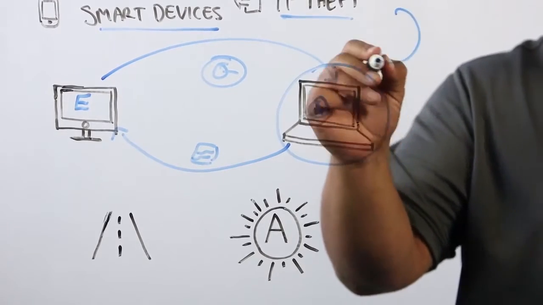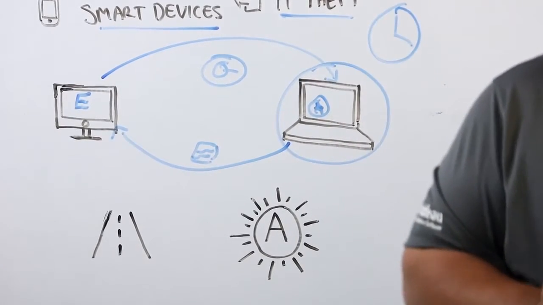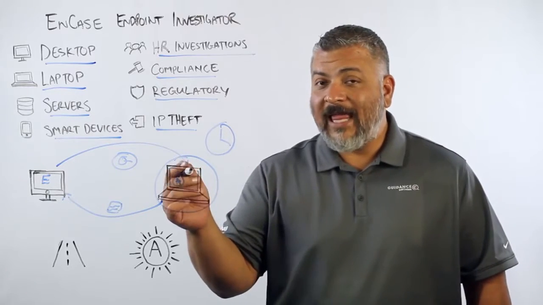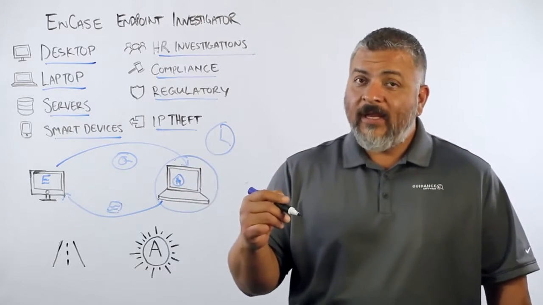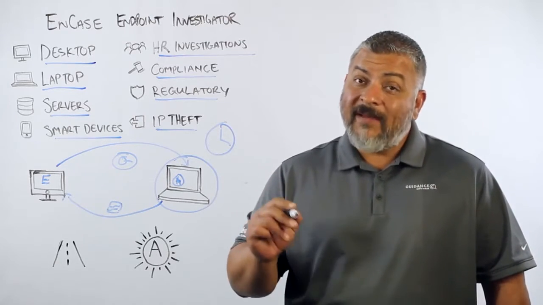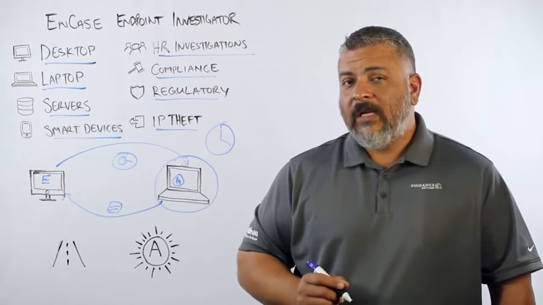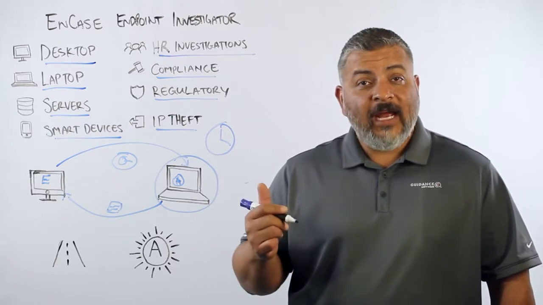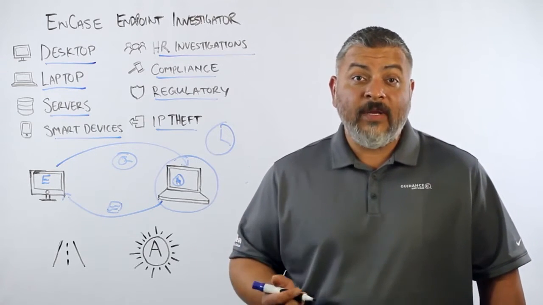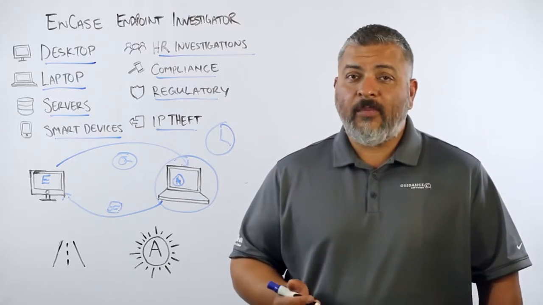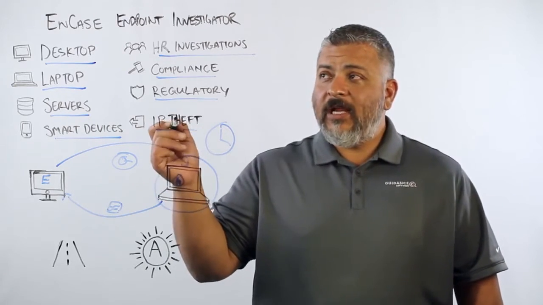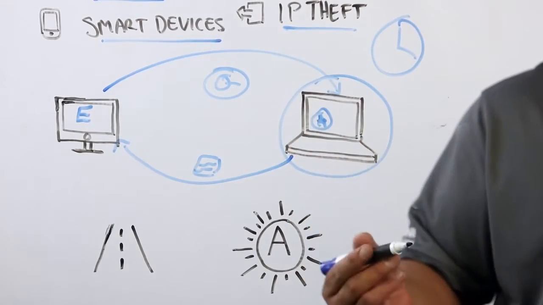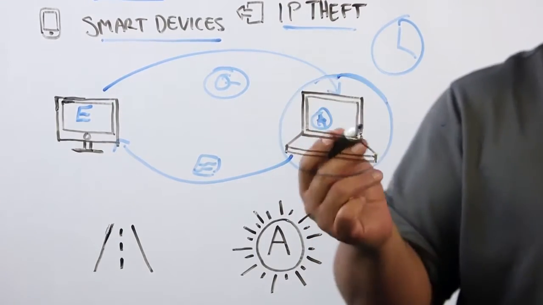Right off the bat, this is going to save you a tremendous amount of time, especially compared to the old ways of doing this, where you might have had to send a laptop to an employee under investigation and have them send it back to you. Obviously, there's a cost associated with that. On top of that, the employee now knows they're being investigated, which can really hurt their productivity. With the EnCase Endpoint Investigator approach, the investigation happens discreetly. The employee doesn't even know they're being investigated.